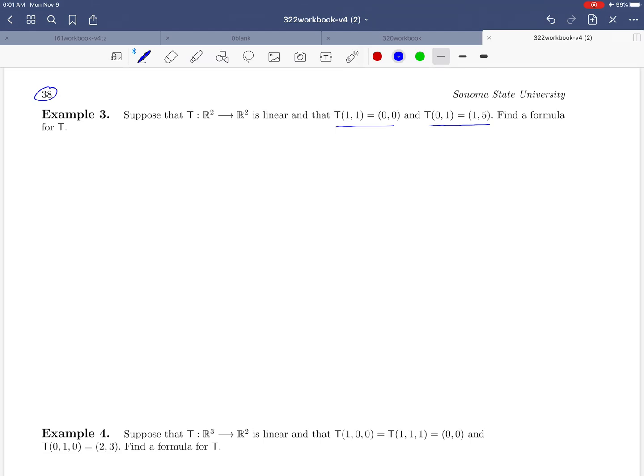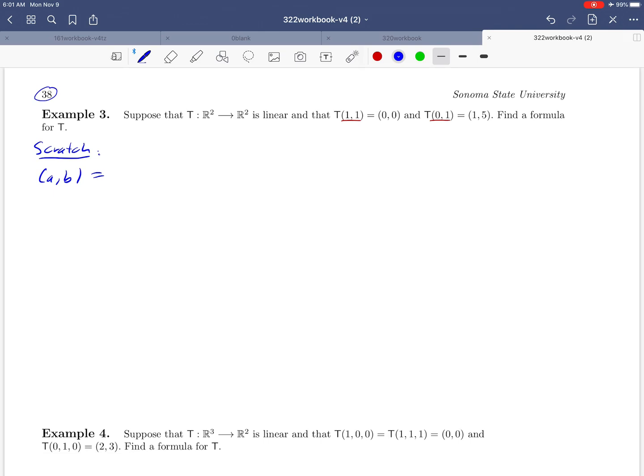We're going to approach this in the same way that we did example 1, in the sense that these 2 input vectors, (1, 1) and (0, 1), actually form a basis for R2. We can write any vector in R2 as a linear combination of (1, 1) and (0, 1). And that's going to be the start of our work here. So let's do a little scratch work and ask the question, how could we write an arbitrary vector (A, B) in R2 as a linear combination of (1, 1) and (0, 1)?